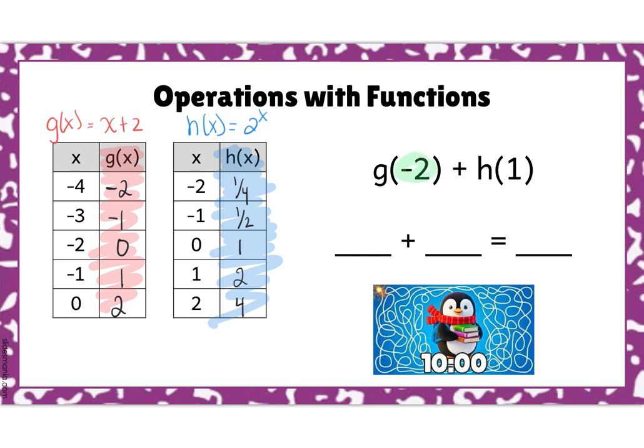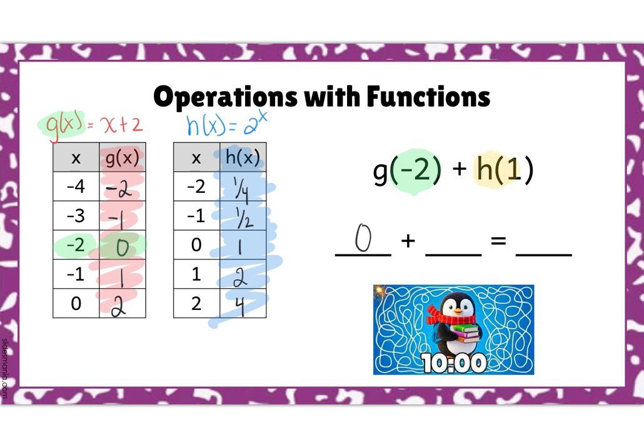So g of -2 means I need to look at what is my output when x is -2 in my g function. So here's my g function. And when x is -2, my output is 0. So that means that this first number is going to be the number 0 because g of -2 is asking for what is the output. Then I want to look at my h function.